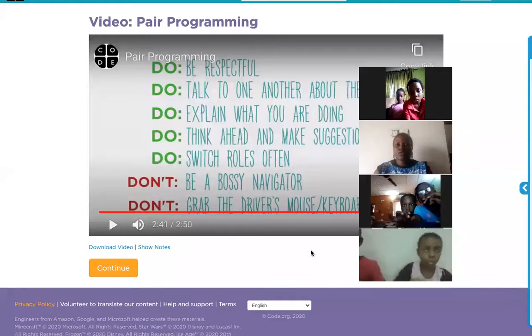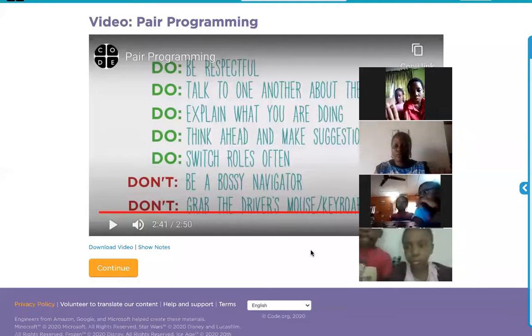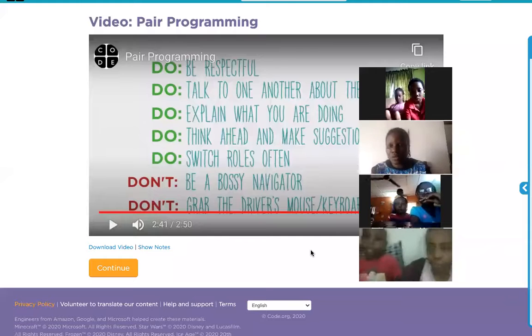Okay, so who wants to mention the two roles in pair programming? What are the two roles in pair programming?